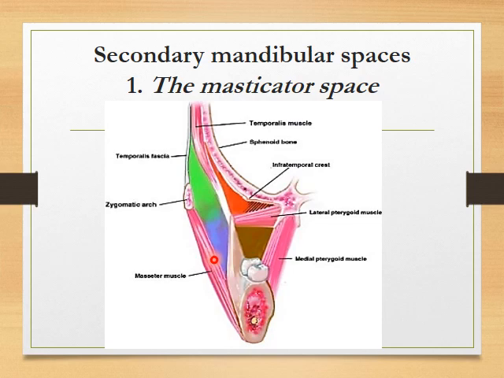The masticator spaces are the submasseteric space, pterygomandibular space, the deep temporal and superficial temporal. So the submasseteric space is in this blue color, the pterygomandibular space in this brown color, and the deep temporal in red color, and superficial temporal in green color.